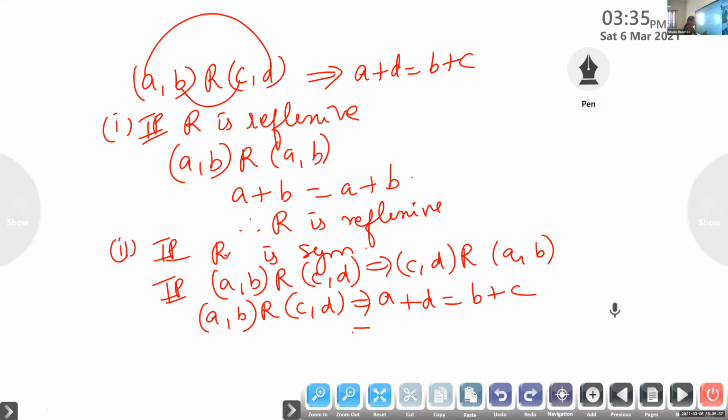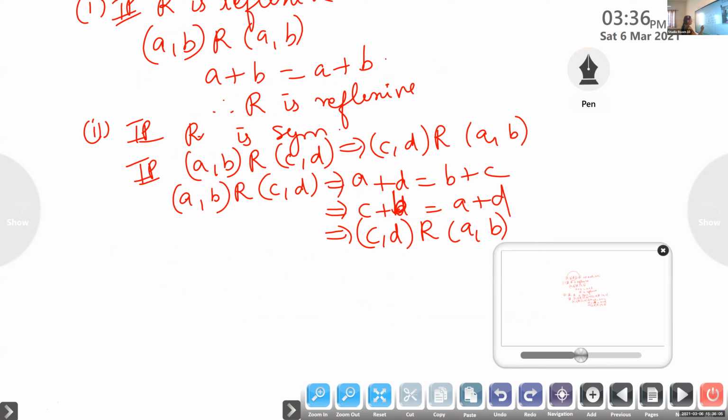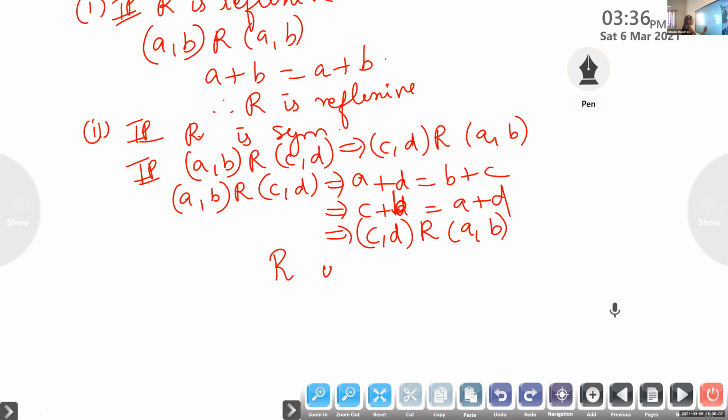Now listen children, I'm going to just exchange the left hand side with the right hand side. So c plus b is equal to d plus a. So that implies (c, d) is related to (a, b). Addition is commutative. In natural numbers, we know that addition is commutative, so you can use the property and we can prove both are equal. Therefore, R is symmetric.